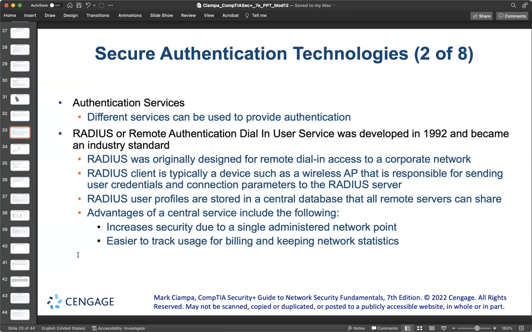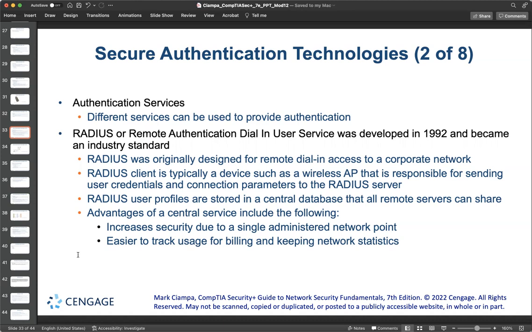That's where the Radius was being implemented, right? Radius client is typically a device, such as a wireless access point, that is responsible for sending user credentials and connection parameters to the Radius server so that the server authenticates them. User profiles are stored in a central database that all remote servers can share. They can all have access, so all the Radius clients can just read that from the Radius server and use it to authenticate the user which is dialing in.